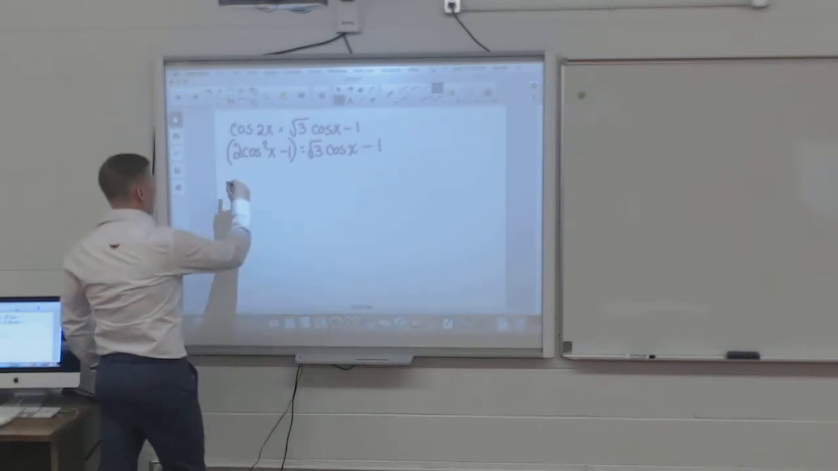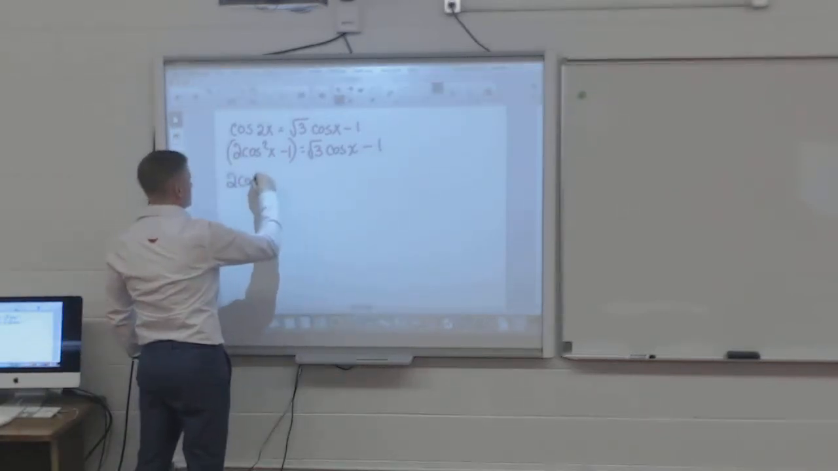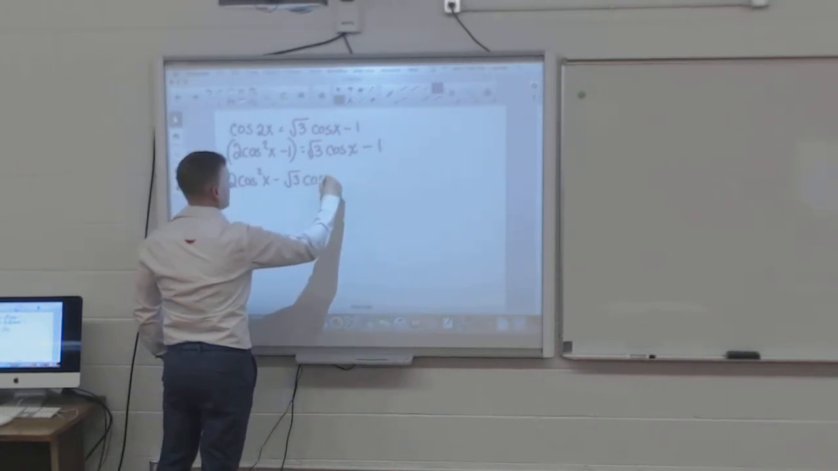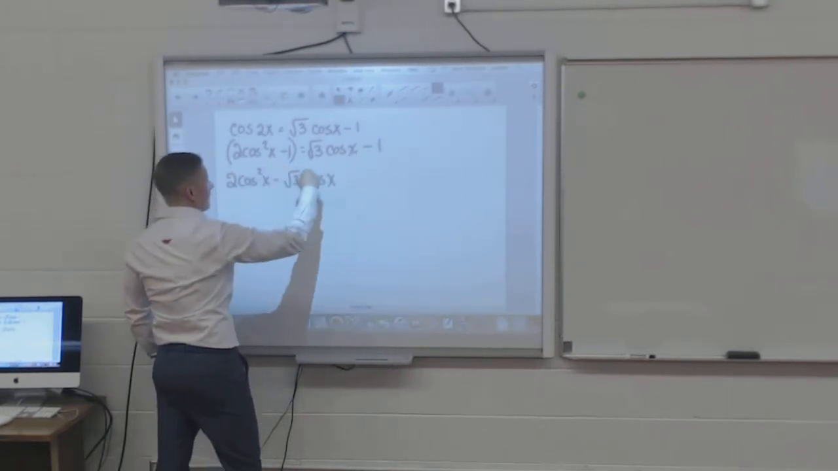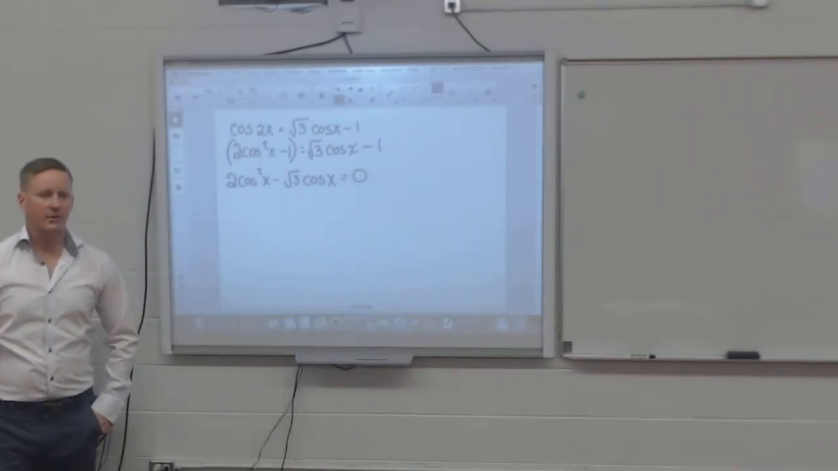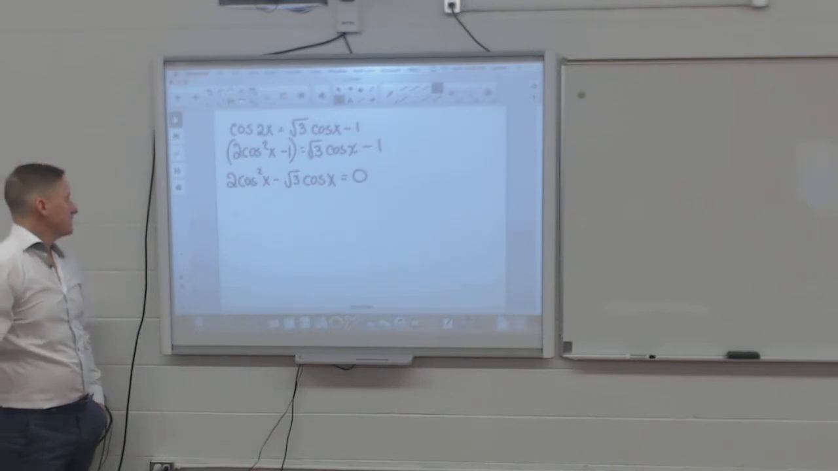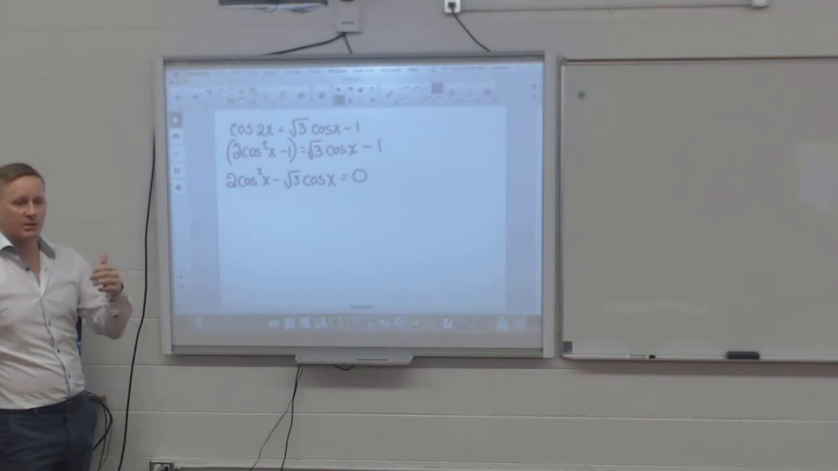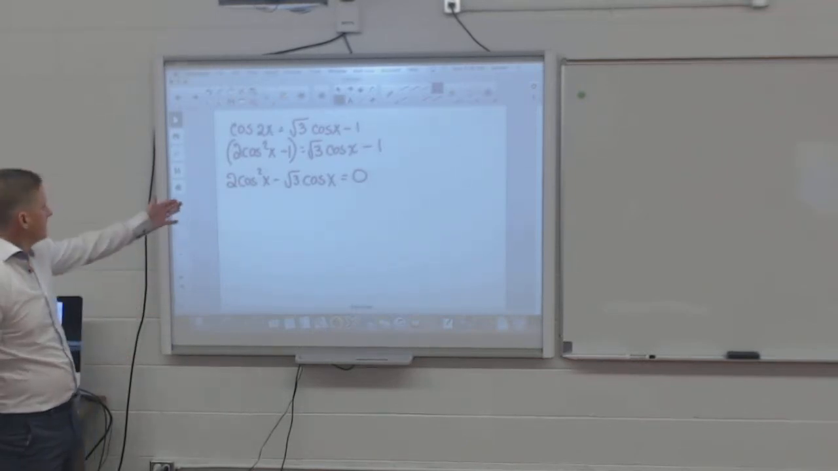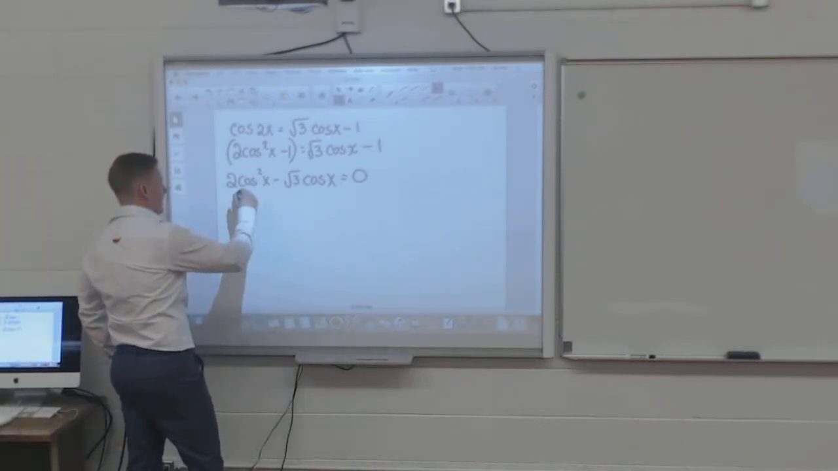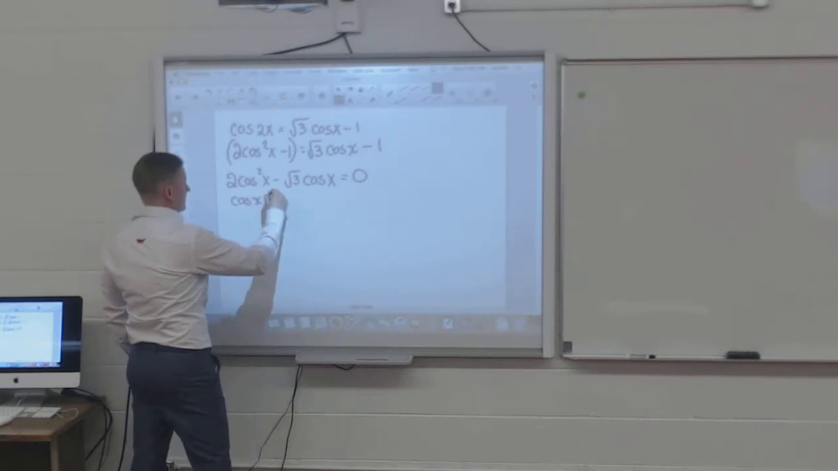So now I have 2 cos squared x minus root 3 cos x add 1 equals 0, so I got that. So far, so good. It's not tough so far, is it? Make one identity switch and the question becomes a lot easier. What do you want to do now? Same thing I did before: factor.